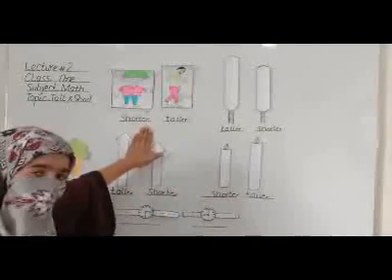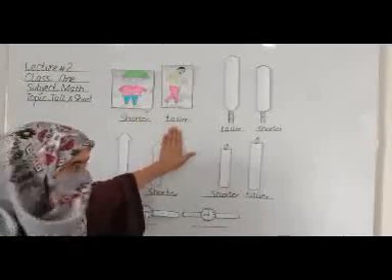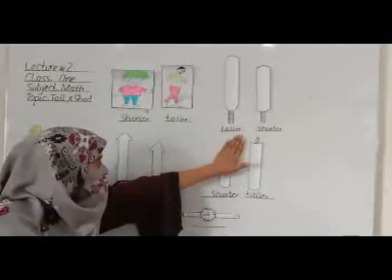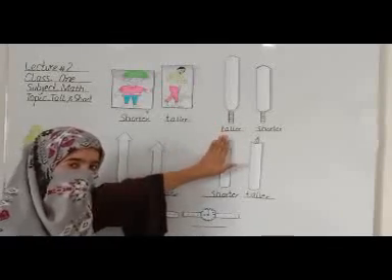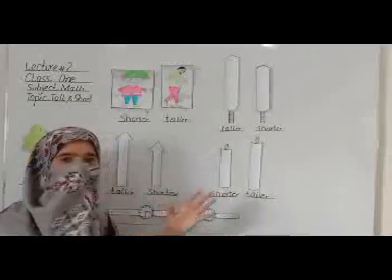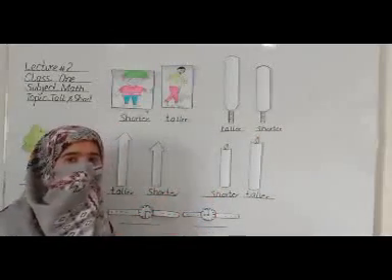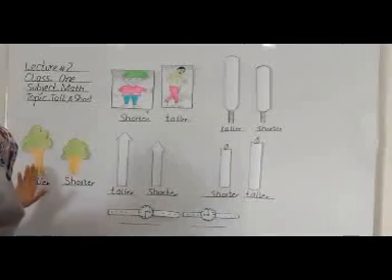We have a pair of boys. This boy is shorter and this boy is taller. We have one pair of beds. This bed is taller and this bed is shorter. Students, you have many things in your house. Some things are taller and some things are shorter.